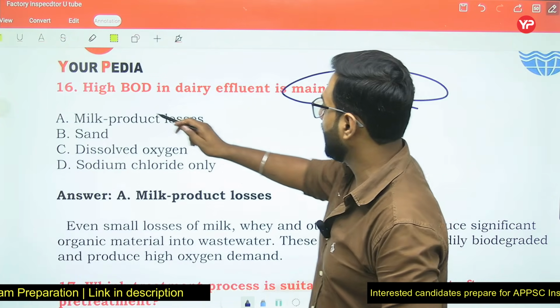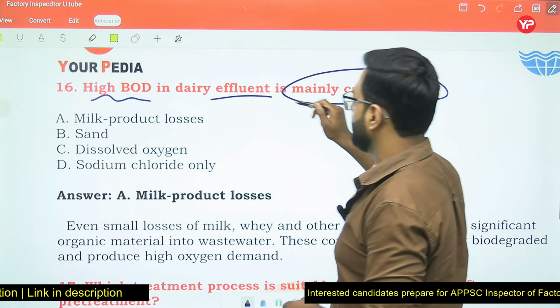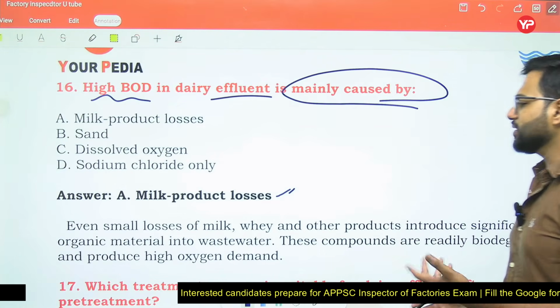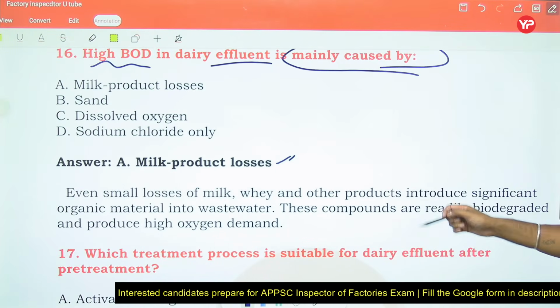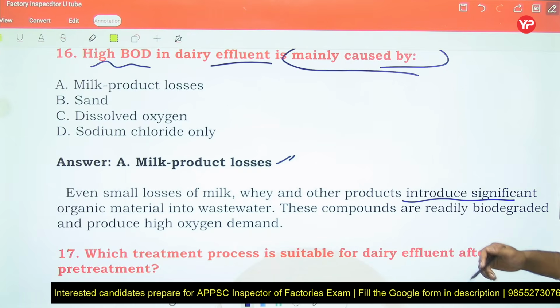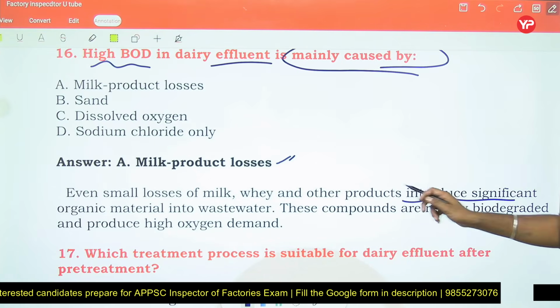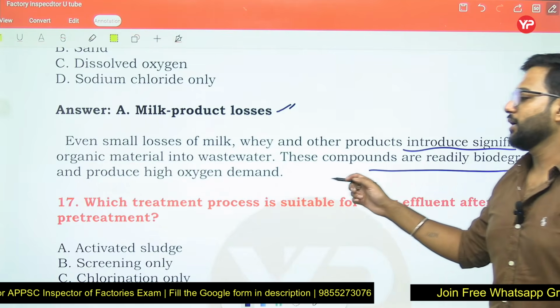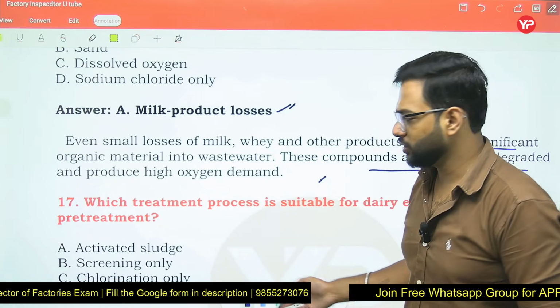The question is asking, what is the reason behind the high BOD in dairy effluent? Because of the milk product losses. Even small losses of milk, whey and other products introduce significant organic matter into the wastewater, and these compounds are readily biodegraded and produce high oxygen demand. So it is a very simple question.